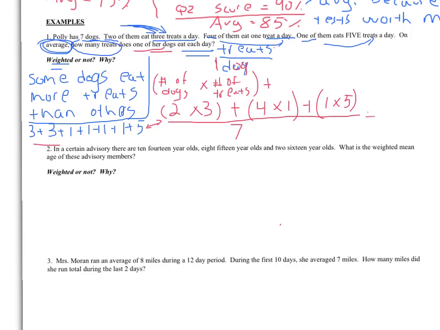So go ahead and multiply the numerator, show that work, do it on your calculator, write what you get, and then divide it by 7. So hit pause, do that now. Okay, you should have gotten 15 treats for the 7 dogs. And if you divide that out, and I'm going to write it up here because I'm out of room, you get about 2.14.